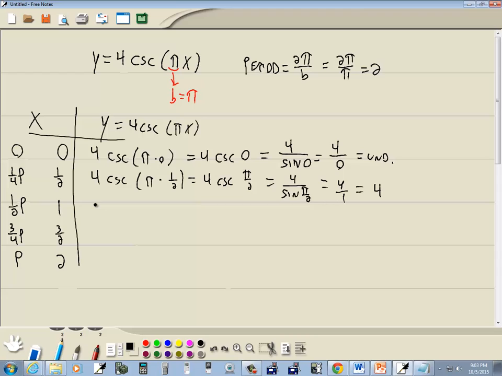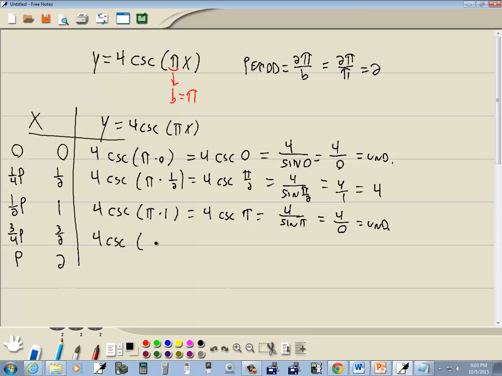Now, this next one, we're going to have 4 cosecant pi times 1, which gives me 4 cosecant pi. And I'll rewrite the cosecant pi as 1 over sine pi. And sine pi is equal to 0, which is undefined.